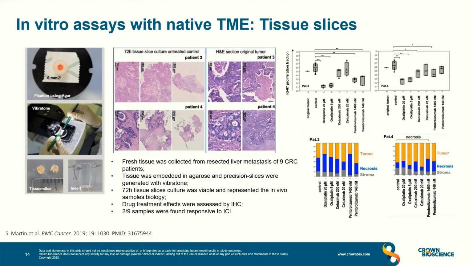Several treatments, including immune checkpoint inhibitors, were applied to the cultured slices, and the authors assessed treatment responses by quantification of Ki-67 staining with immunohistochemistry and by scoring different areas within the slices representing tumor, stroma, and necrosis. They found that 2 out of 9 tested samples mildly responded to immune checkpoint inhibitor treatment, and examples of the response data from these 2 samples are displayed on this slide.